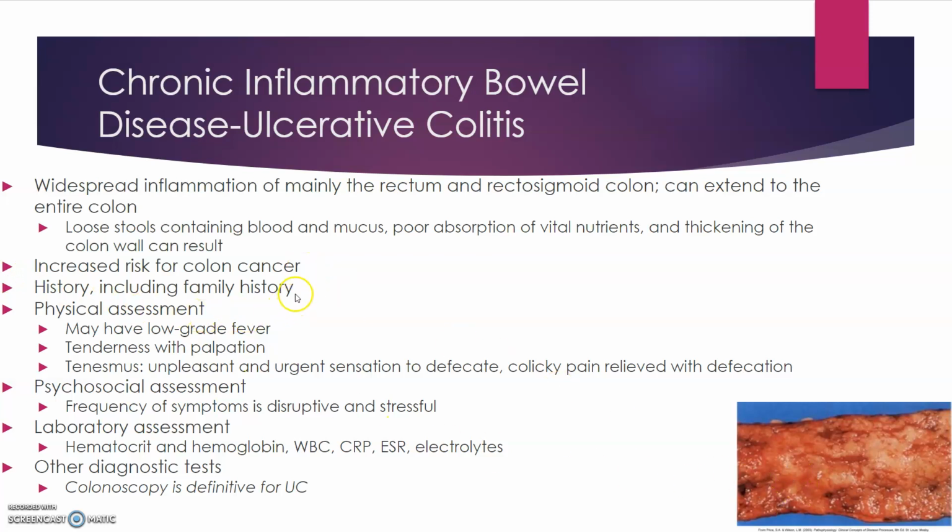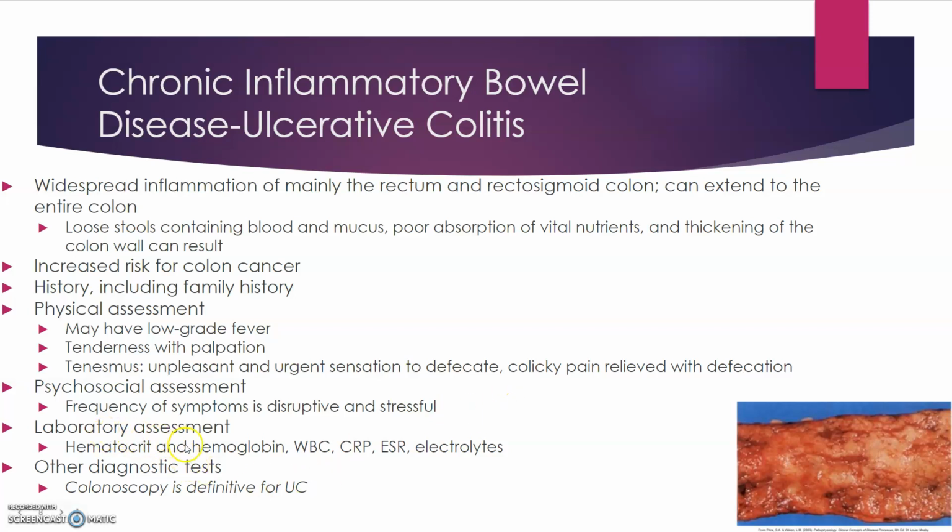History is going to include family history of anybody else that's got UC. Physical assessment: low-grade fevers, tenderness of the abdomen with palpation, tenesmus, which is an unpleasant and urgent sensation to go to the bathroom. And then it often is better when they do. Psychosocial assessment: this is disruptive and stressful to their life, as an understatement.